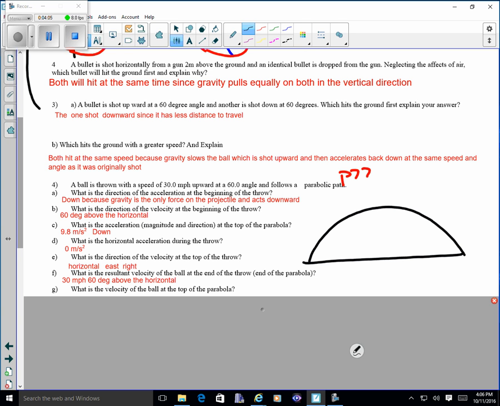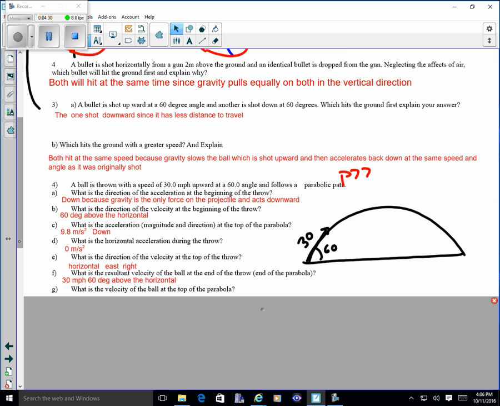And it says, what is the direction of the acceleration at the beginning of the throw? Well, even though it looks like you would put down 30 miles per hour at 60 degrees above the horizon, that's not the direction of the acceleration. The only force on a projectile is gravity.